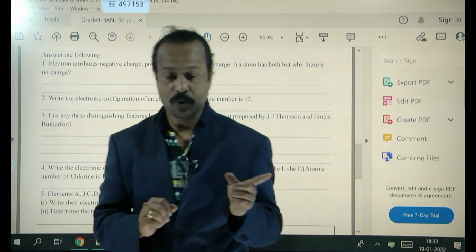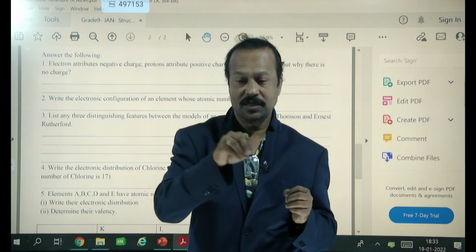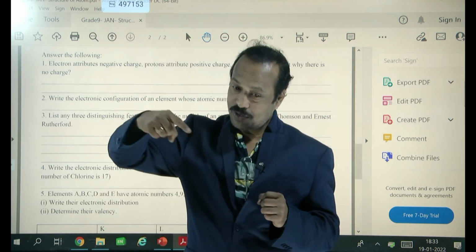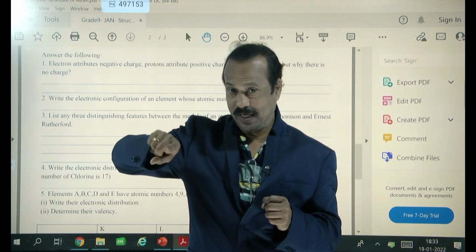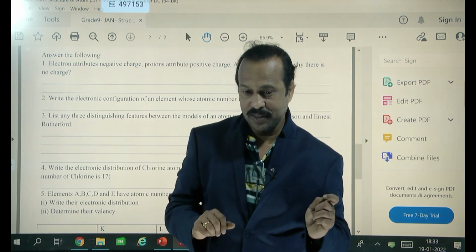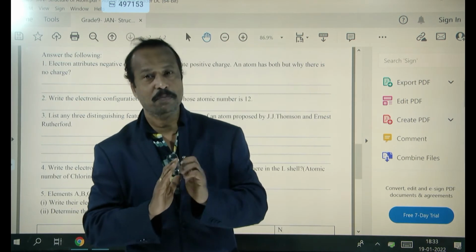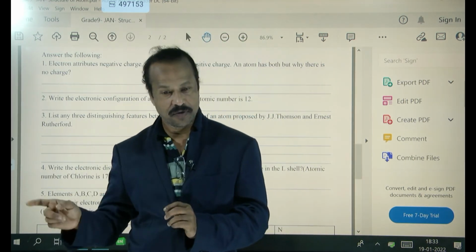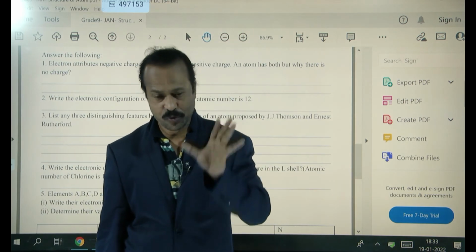And the second difference is what? In that positive charge, electrons are embedded. But Rutherford said electrons revolve around the nucleus. Okay, that's the second difference. And the third difference: Thomson did not explain the presence of the nucleus, and Rutherford explained the presence of the nucleus. Is this clear?